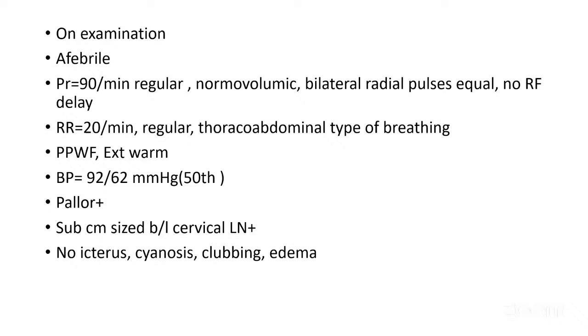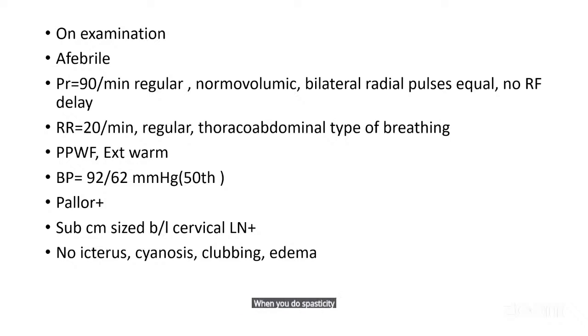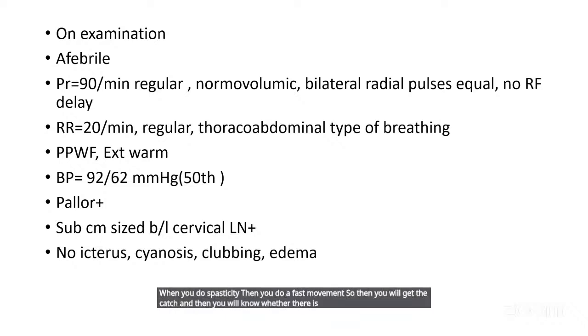So as we mentioned, try to isolate, fix the proximal part and then you extend. You do that once or twice, slowly with the same speed throughout, to see for hypertonicity, whether it is cogwheel or lead pipe. If you want to check for spasticity, then you do a fast movement. Then you will get the catch and you will know whether there is spasticity or not.